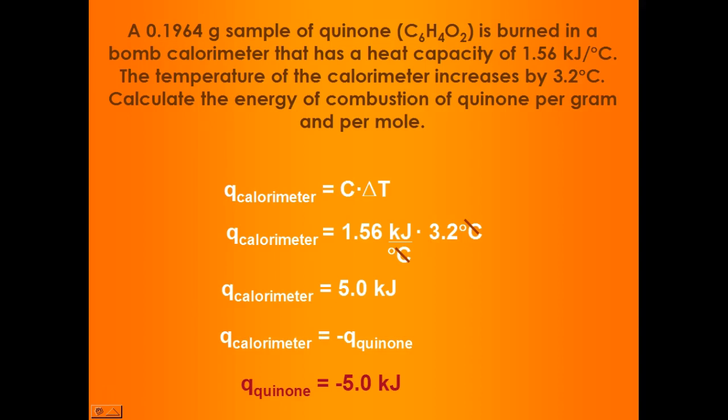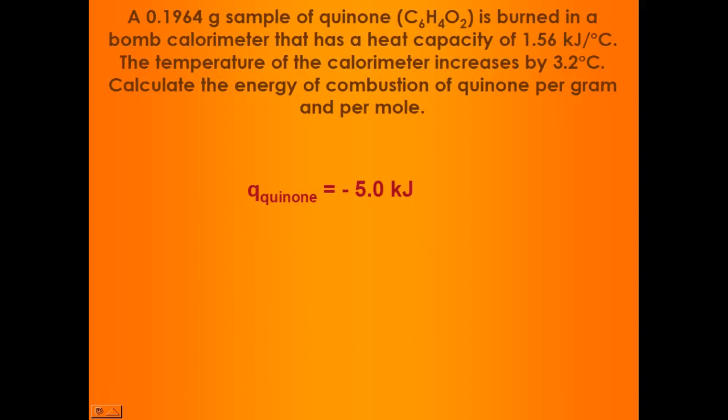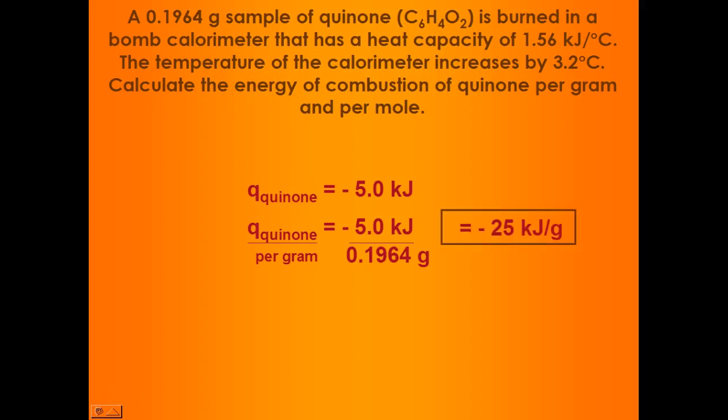You are asked to find the energy of combustion, and that's what our Q of the quinone is, because it's the energy of the reaction that's taking place when we combust the quinone. But we want to find it per gram and per mole. So this is just the negative 5 kilojoules. We want to figure out what this would be for the 0.1964 grams. So to find it specifically per gram, we take that amount of energy and divide it by the mass of quinone that we burned. And that actually causes us to have a slightly larger amount, negative 25 kilojoules per gram, since the mass was less than 1.